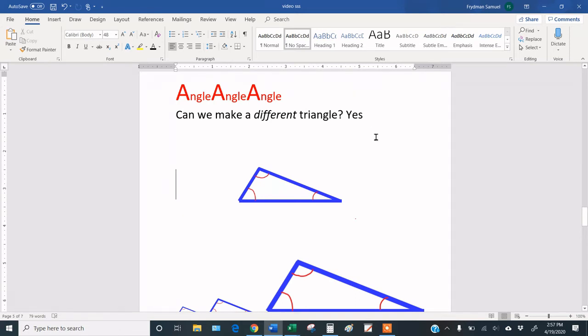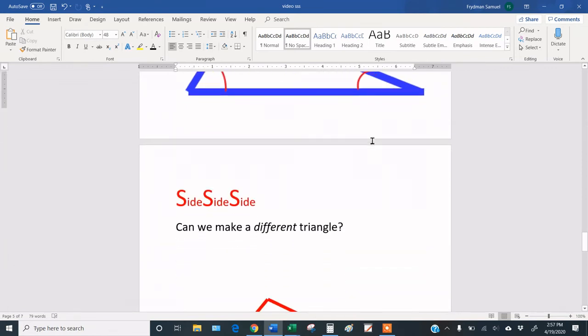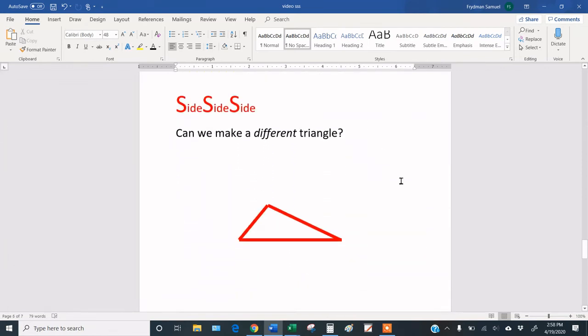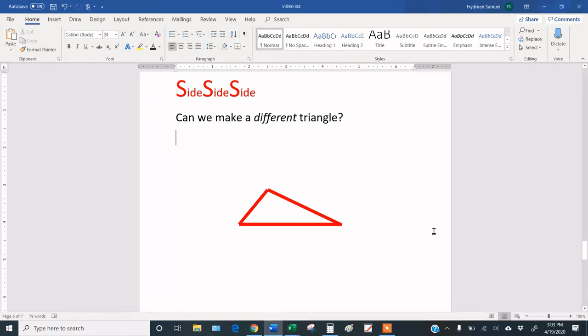Let's move on to the next set of conditions. SSS, side, side, side. Can I make a different triangle with these side, side, side conditions? So all of these sides have to stay exactly the same size, but we are allowed to change any angles that we want. So can we make a different triangle? Go ahead and pause the video, see if you can do it.